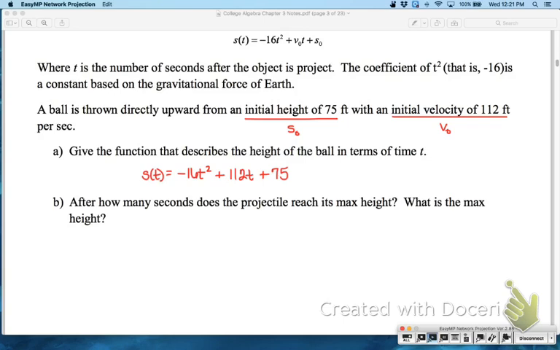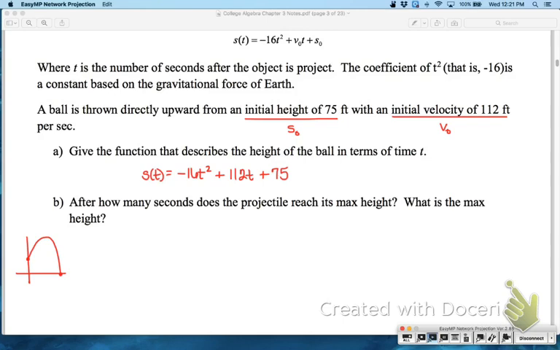Right. The 16 is negative, so that means it opens down. So if we think about what this graph would look like, it's going to be something like this. It doesn't start at 0. It starts at 75. And as time goes on, the height of the ball is going to increase, and then it's going to decrease until it hits the ground.